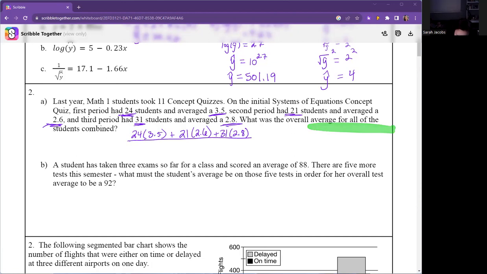So we can just add up our class sizes, 24, 21, and 31. And when we do this, we get 24 times 3.5 plus 21 times 2.6 plus 31 times 2.8, divided by 24 plus 21 plus 31. If you're going to do this in your calculator all in one fell swoop, make sure you put parentheses around your whole numerator and parentheses around your whole denominator. And that ends up giving us 2.966.